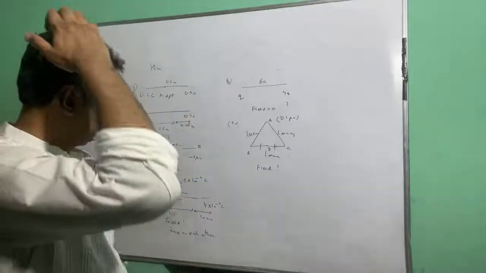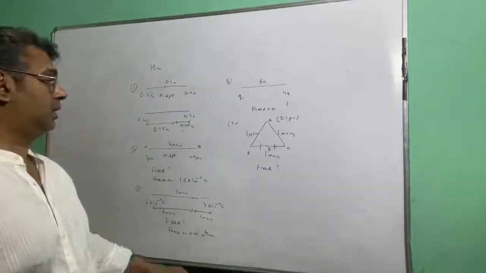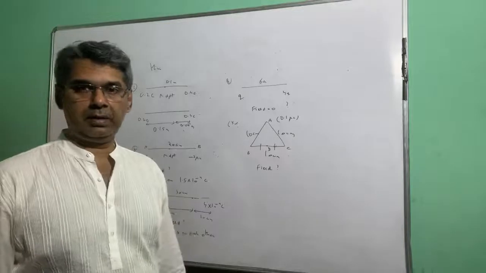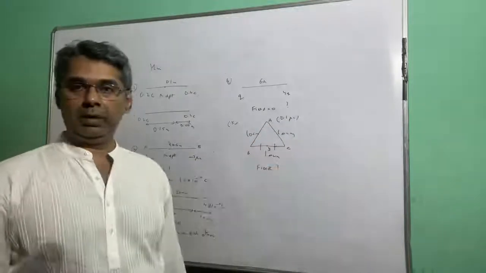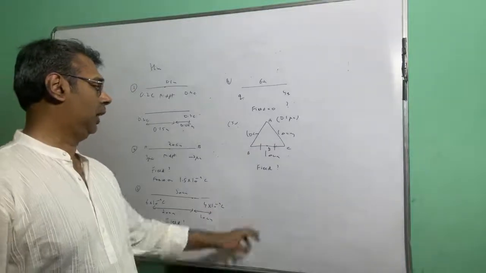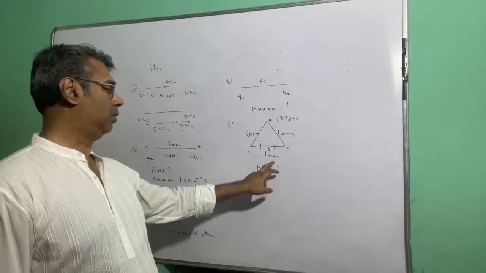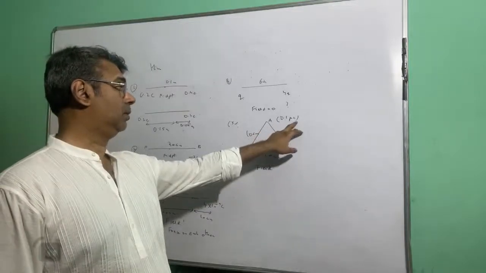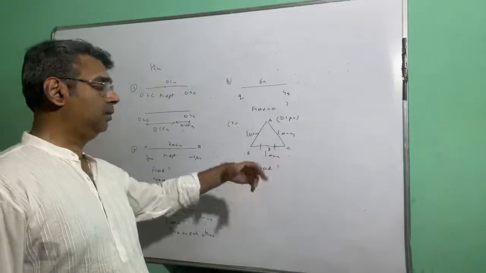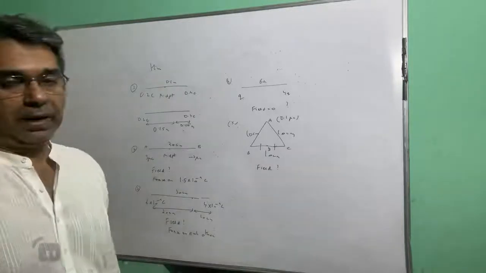The fifth and last question of the homework. There is an equilateral triangle of 10 centimeters each side, and at the vertex A there is a charge of 0.1 microcoulomb. At the midpoint of BC, what will be the field? Each side is 10. So at A, 0.1 microcoulomb is kept. At D, what will be the field? So these are the 5 homework questions.